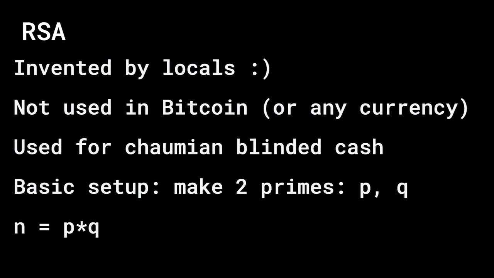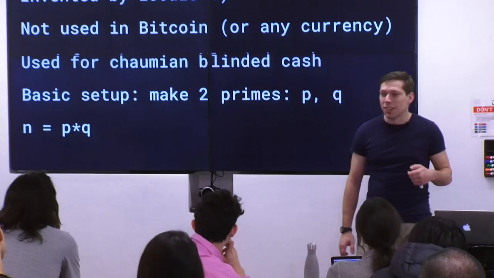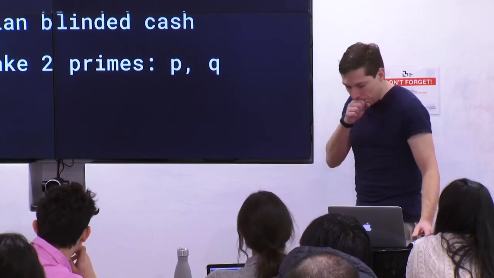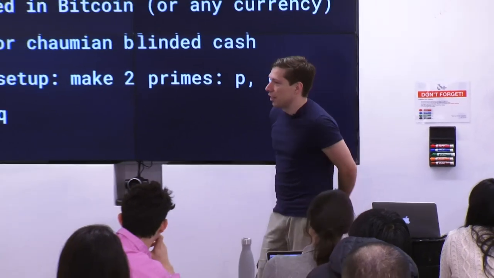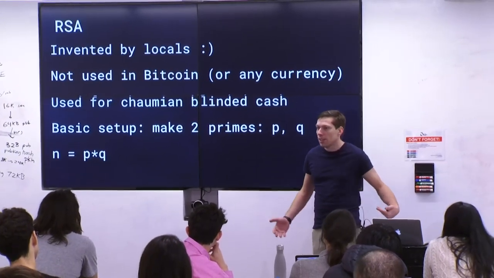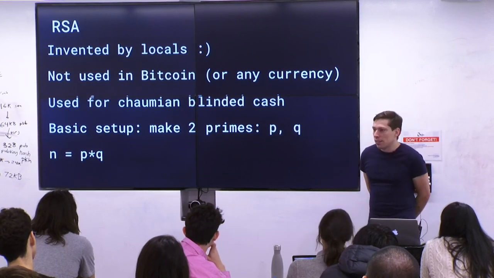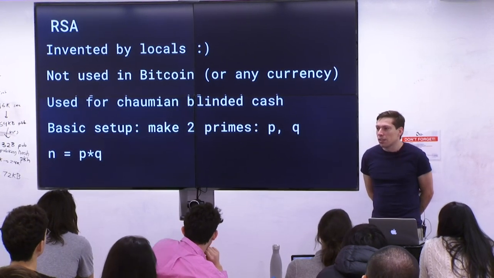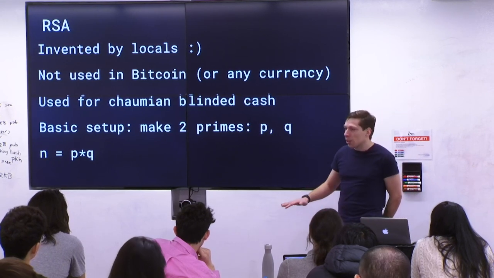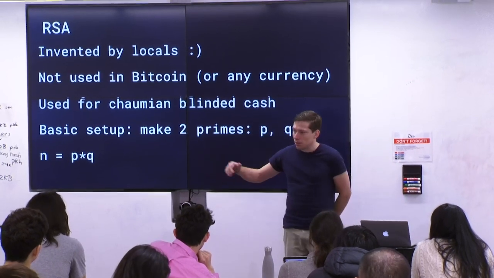Okay, so RSA was invented by... the R stands for Rivest. Ron Rivest is at CSAIL, and he's still working on cool crypto stuff. It's not used in Bitcoin or any currently operating cryptocurrency, because the signatures and keys are a bit larger than the later systems we'll see. Smaller than the hash-based things, but still a bit larger.